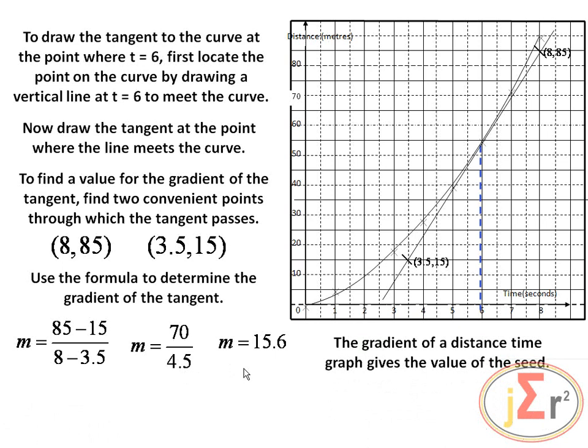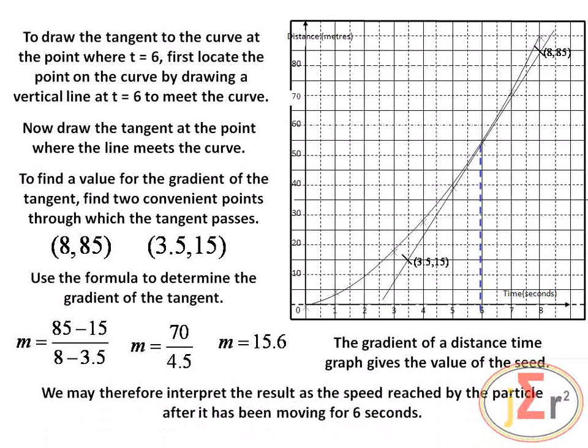The gradient of a distance time graph, do not forget, or if you could not remember, go straight to the section in the booklet that outlines them. The gradient of a distance time graph gives the value of the speed. We may therefore interpret the result as the speed reached by the particle after it has been moving for 6 seconds.